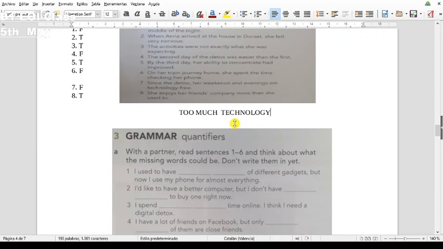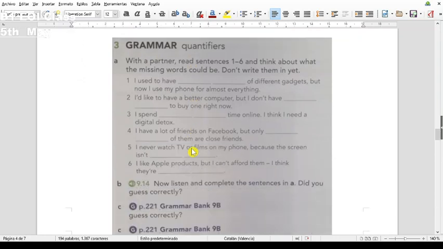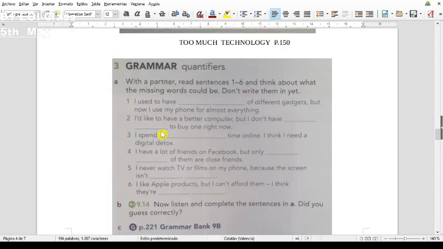Then we move, please everybody, to page number 150. Turn the page. Page 150, everybody. Page 150, are you okay? Yeah, on page 150. Grammar, quantifiers. Well, here you have 6 sentences, and here we use quantifiers. Let's see which quantifier you would use.